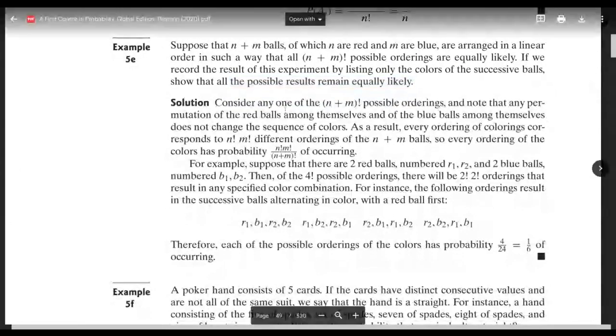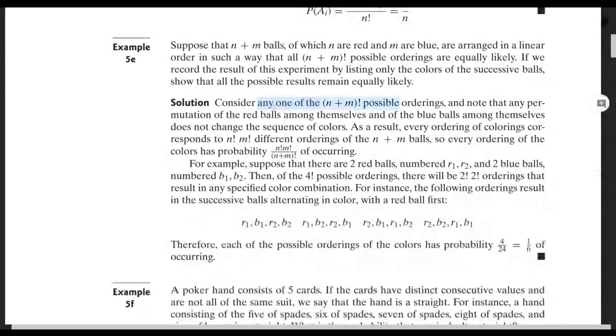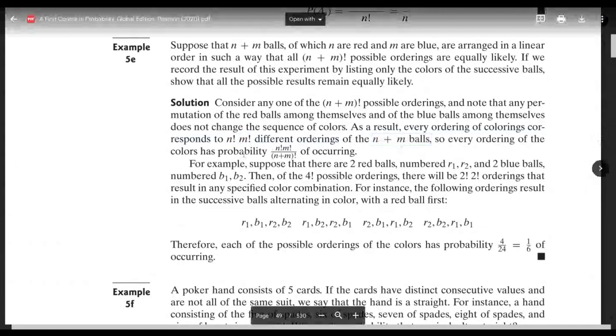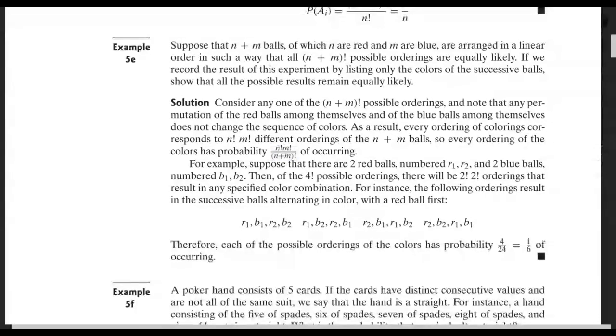Consider any one of the n plus m factorial possible orderings, and note that any permutation of the red balls among themselves and of the blue balls among themselves does not change the sequence of colors. As a result, every ordering of colors corresponds to n factorial times m factorial different orderings of the n plus m balls, because we have n red and m blue. So every ordering of the colors has probability n factorial multiplied by m factorial, because n factorial is how many ways to order the red balls.